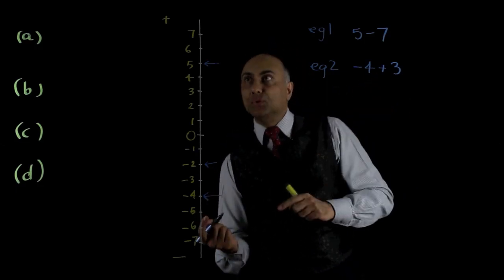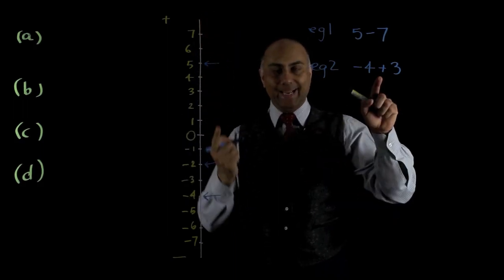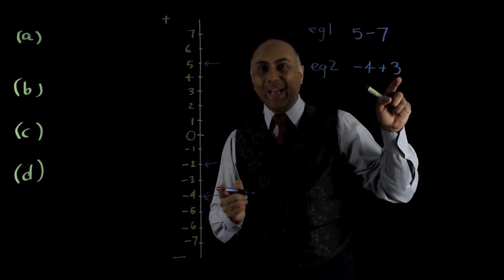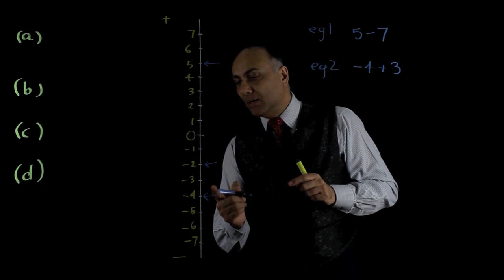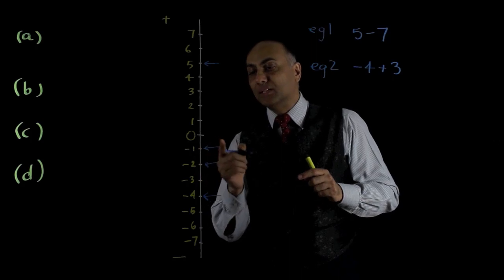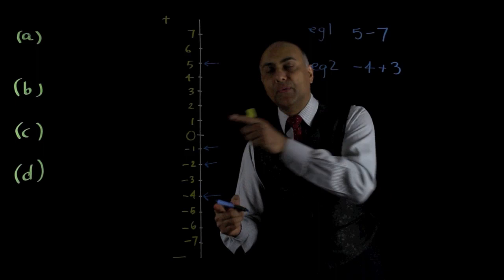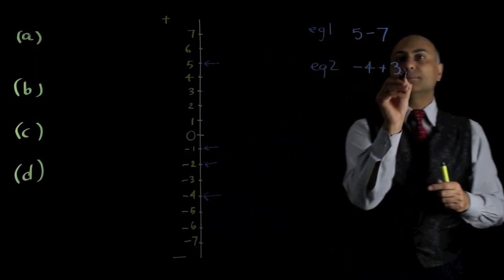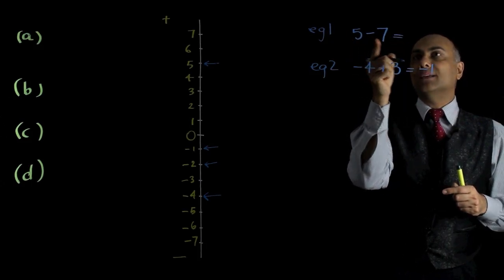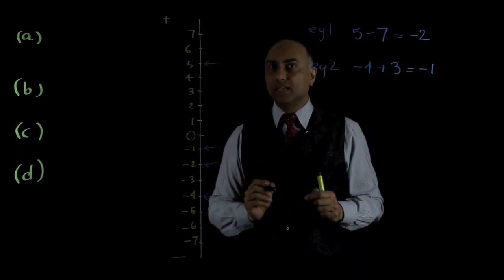Now to add, it means you go up the number line, more towards the positive, because we're adding, so you must increase. So from minus 4 to add 3, I go up 3 steps. Up 1, 2, 3, and I end up at minus 1. So minus 4 add 3 gives me minus 1. And just to remind ourselves, 5 minus 7 was minus 2. I'm going to take one more example.